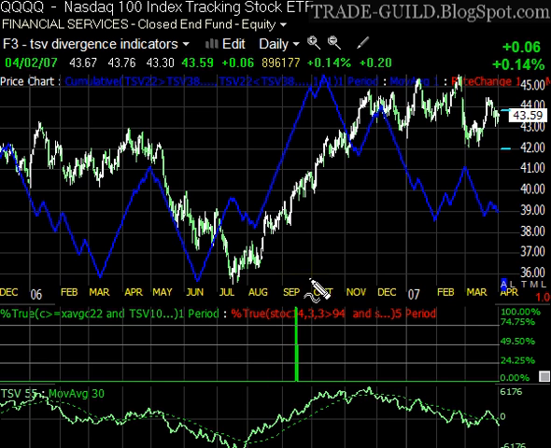So as you can see on the QQQs, we got a little spike here in September. It didn't catch the beginning of the rally. That's okay. It caught a good portion of it there. Let's take a look at a couple different stocks.